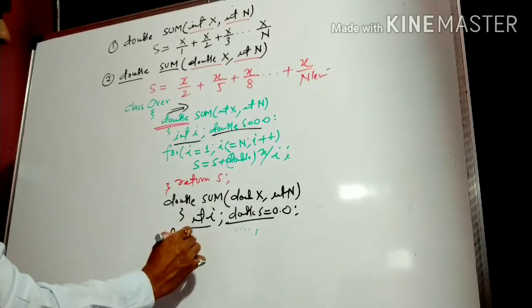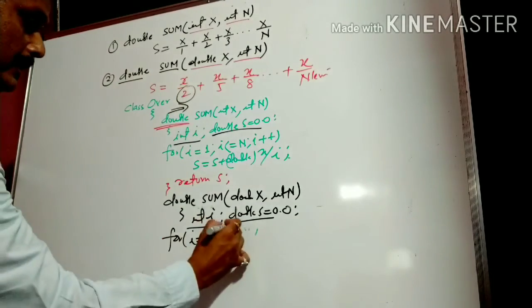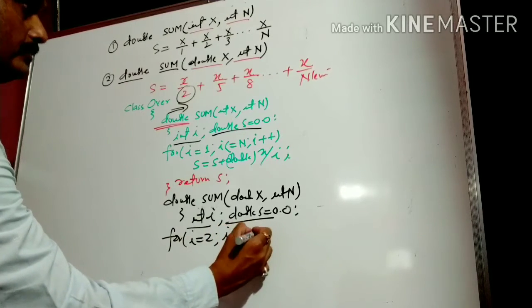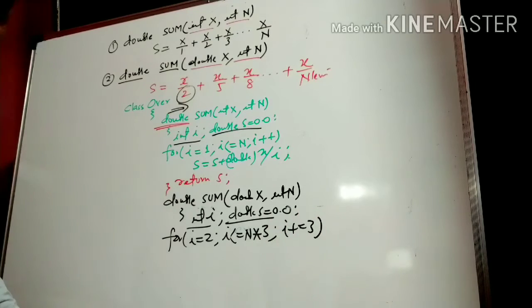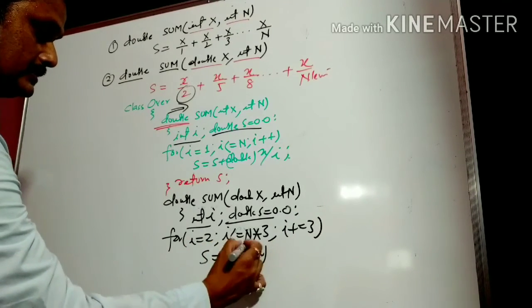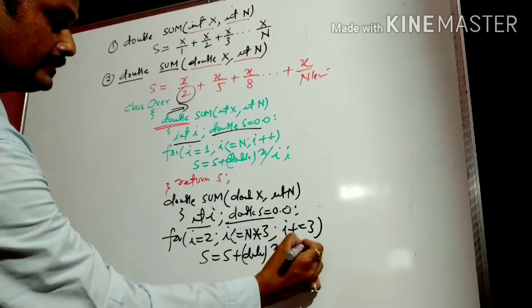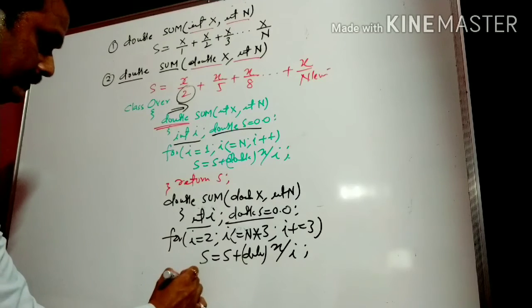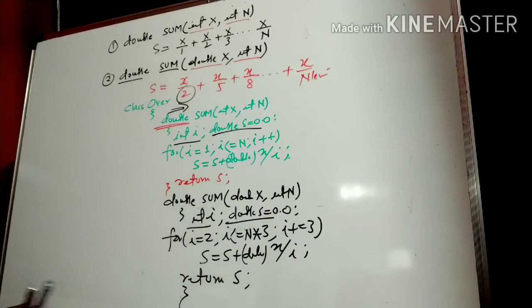Now, for i equal to 2, the starting value is 2, i less than or equal to n, and i's increment will be what? Multiply by 3. s is equal to s plus, this is a typecast, x by i. And here you have to return the value of s. That's all. Now you have to call the method.